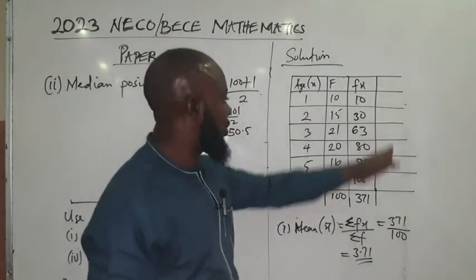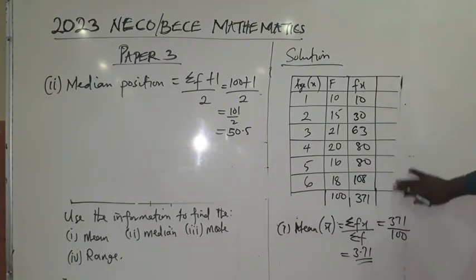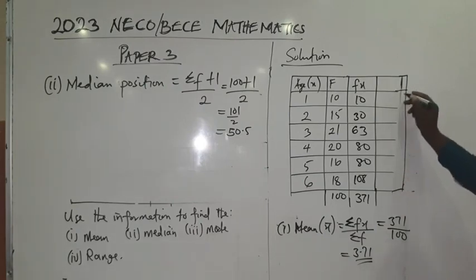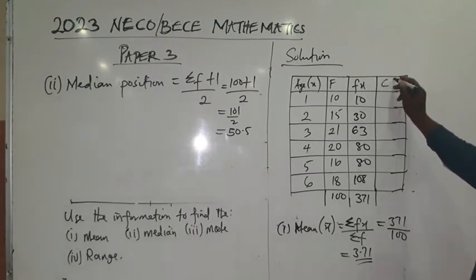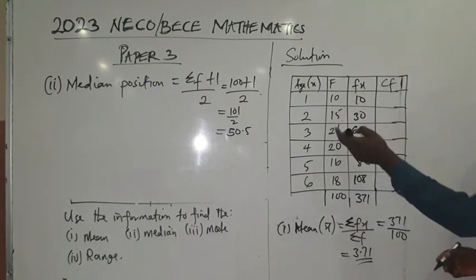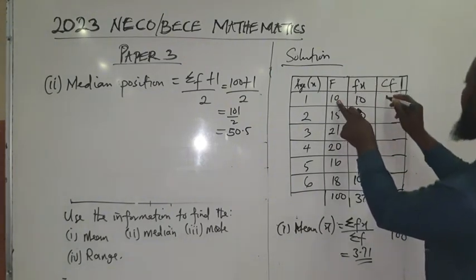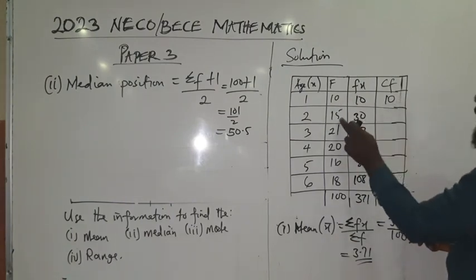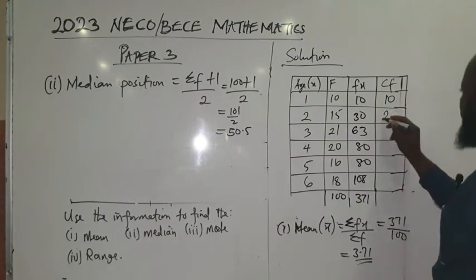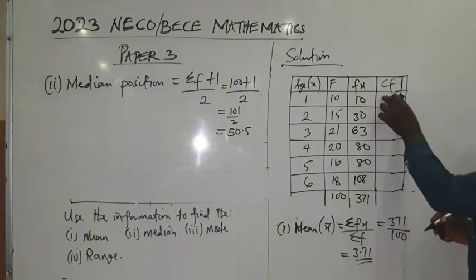So we are going to create another column here. The column is telling us that we are going to add the frequency together. We call it cumulative frequency, that is, we'll be adding the frequencies cumulatively. The first frequency will be here, and the next frequency will be added to this 10. So 15 plus 10 will give us 25.